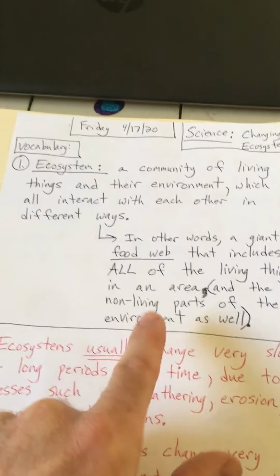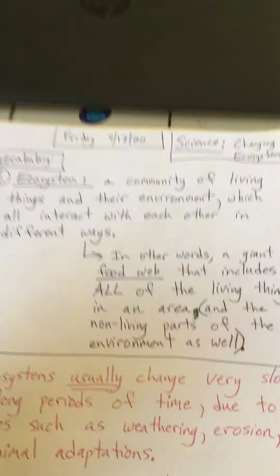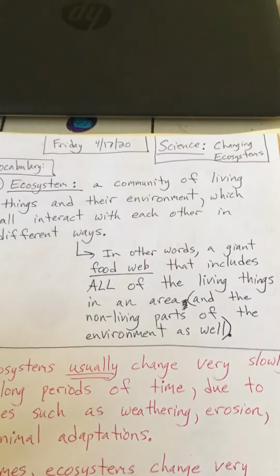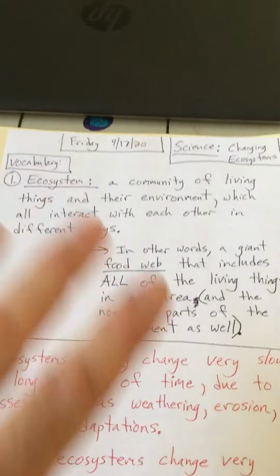Right? If there's a place with giant rock cliffs, then birds are going to take cover there. They're going to use that as a home or as a shelter. So that is also going to be part of the ecosystem.